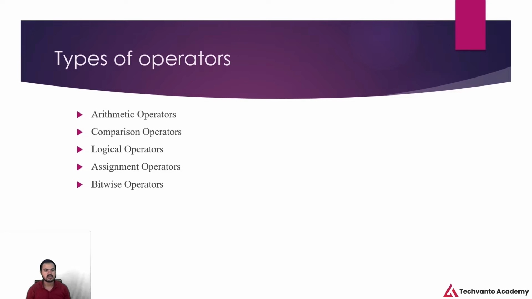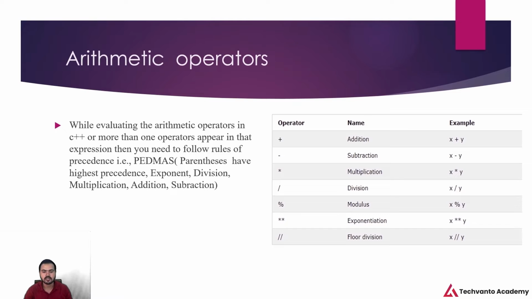Here we will discuss some of the types of operators that we are going to be using in C++ programming. First, arithmetic operators, comparison operators, logical operators, assignment and bitwise operators. Coming to the arithmetic operators, as you can observe in this slide, I mentioned a few arithmetic operators: addition, subtraction, multiplication, division, modulus and exponentiation as well.